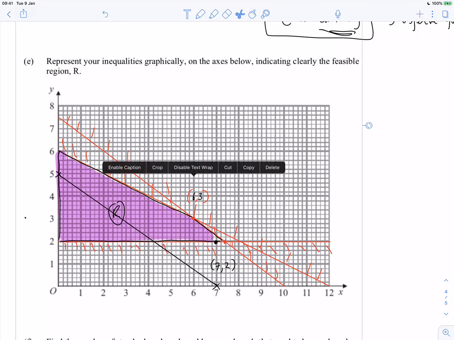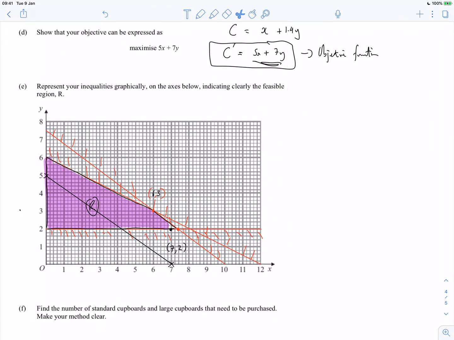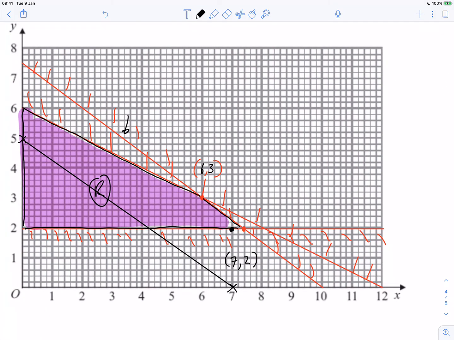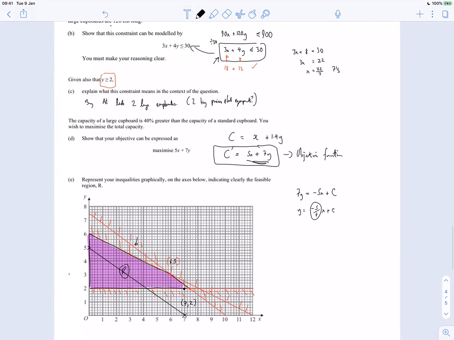Okay, look. What is the gradient of my objective function? Well, if I let 7y equal to minus 5x plus c, and rearrange it a little bit, then y equals negative 5/7 of x plus c. So negative 5/7 is the gradient of this function. So what is the gradient of this top line here? Well, that top line was the 3x plus 4y. So if I look up here, then I've got 4y equals negative 3x plus 30, divide by 4, so y equals minus 3/4 of x plus something. So this is a gradient of minus 3/4.